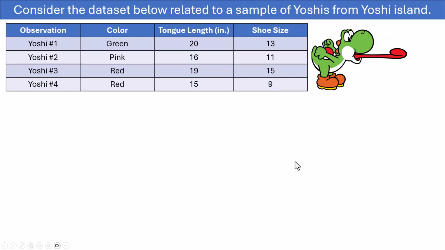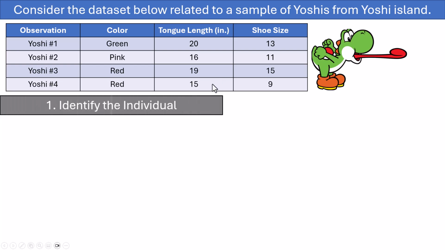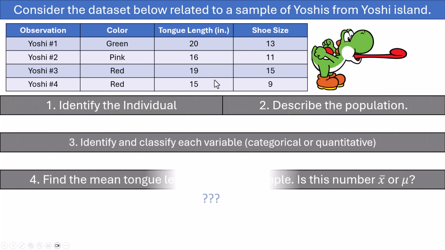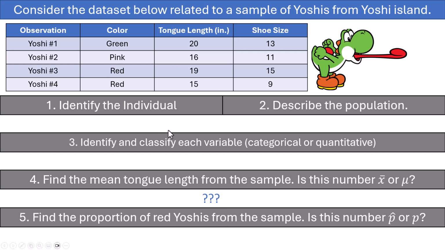All right, so here is a question for you to try. So consider the data set below related to a sample of Yoshis from Yoshi Island. See if you can answer some very similar questions about this. And question number 4, you're going to need to enter into the Blackboard quiz if you are watching this as one of my students in my class. So take a few minutes to go ahead and answer these questions, and I will be back to answer all but number 4 in just a minute.